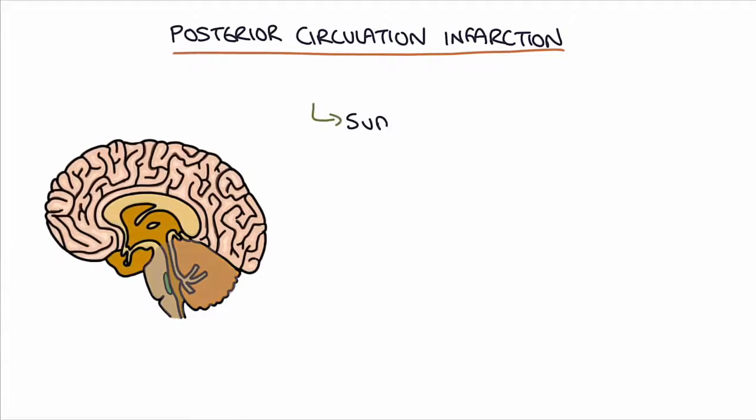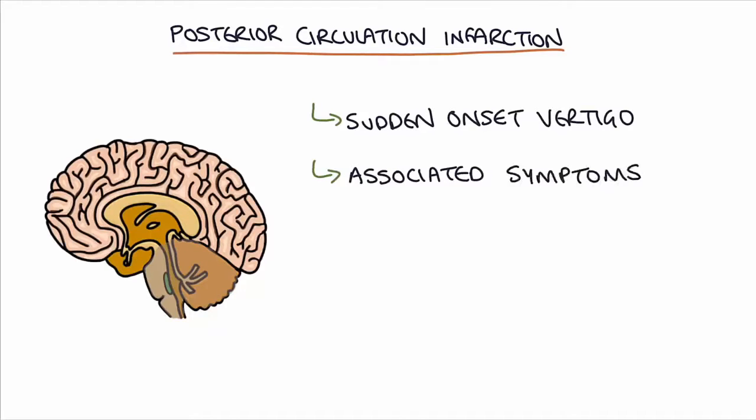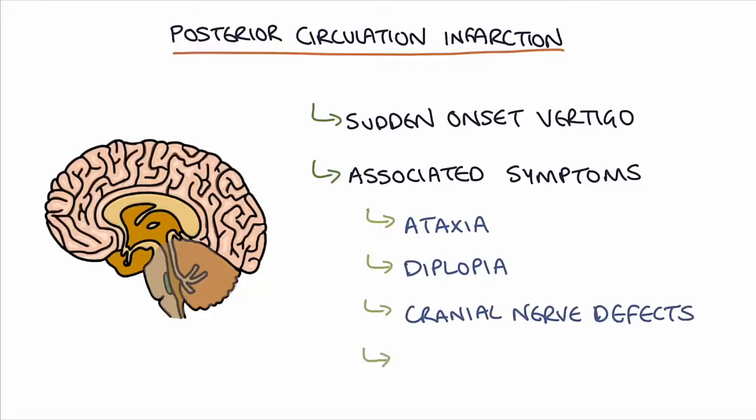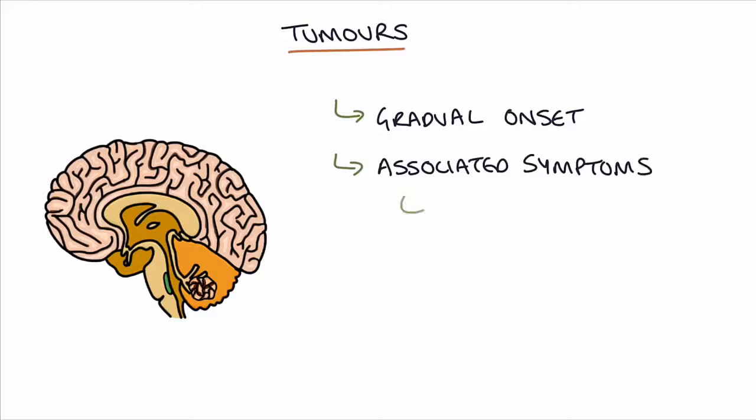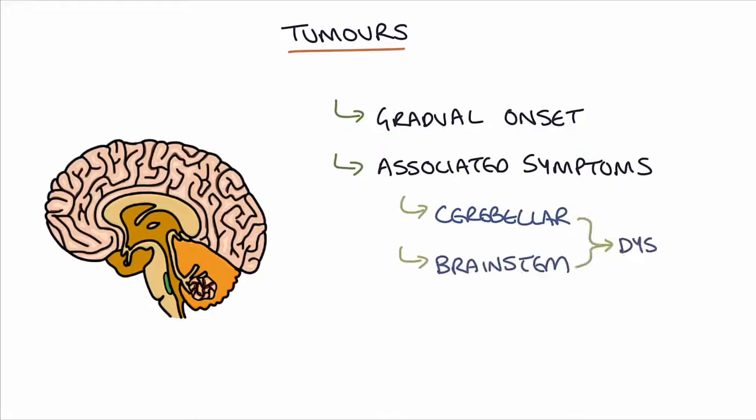And these patients will have a sudden onset of vertigo that may be associated with other symptoms such as ataxia, diplopia, or double vision, other cranial nerve defects, or limb weakness. Tumours in the cerebellum or the brainstem will have a gradual onset with associated symptoms of cerebellar or brainstem dysfunction.